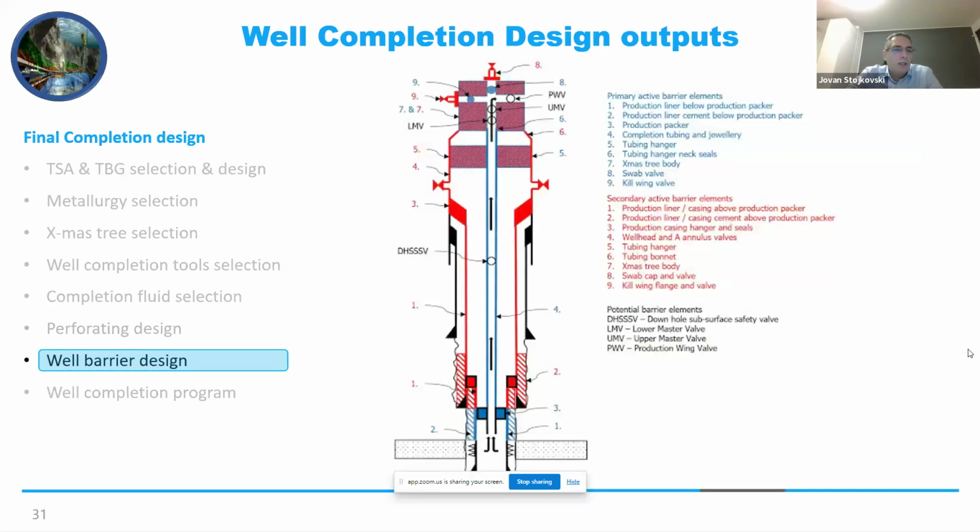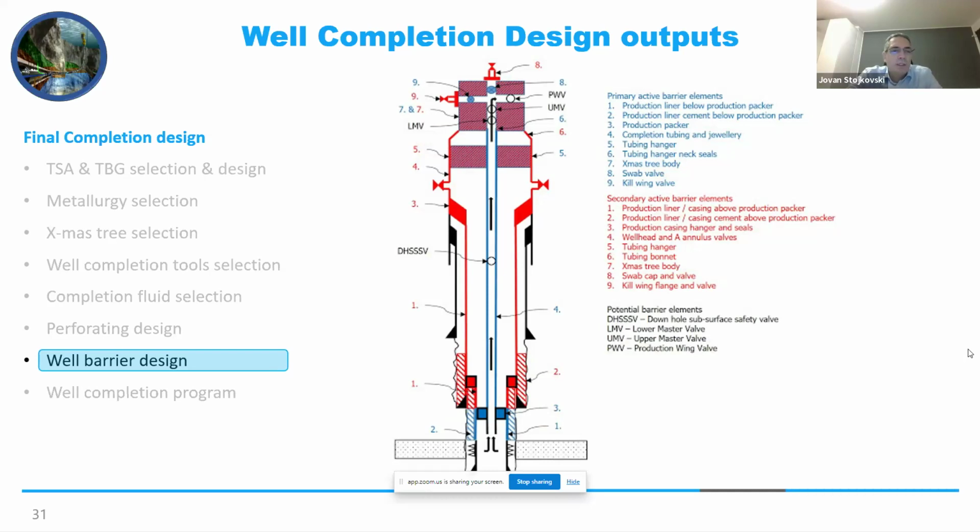Coming close to the end of the deliverables, the well barrier design. More often, well integrity now is a big player in the game, and we need to respect some state rules and follow standards. You need to think about where you will place your barrier in case you need, for example in emergency cases, to isolate the reservoir.